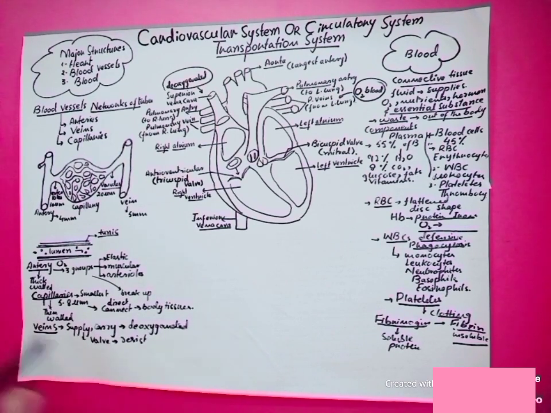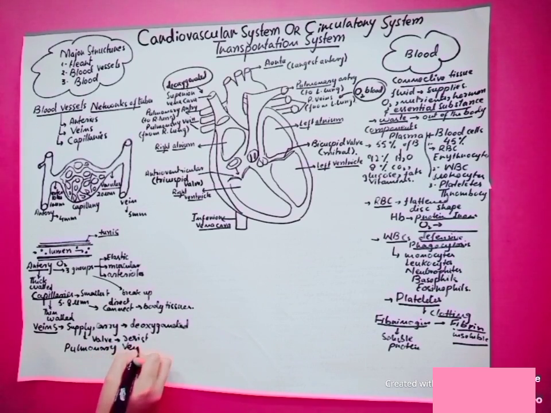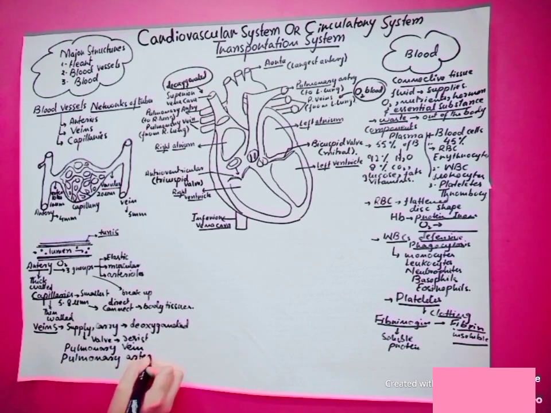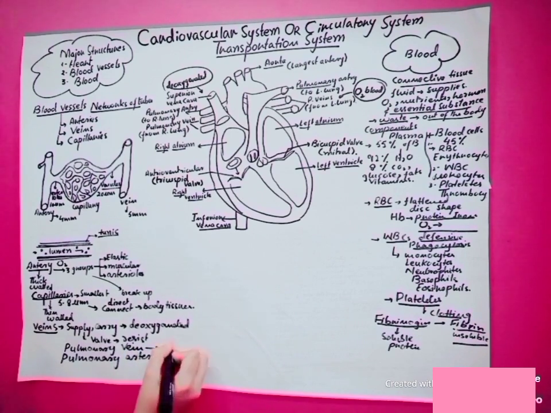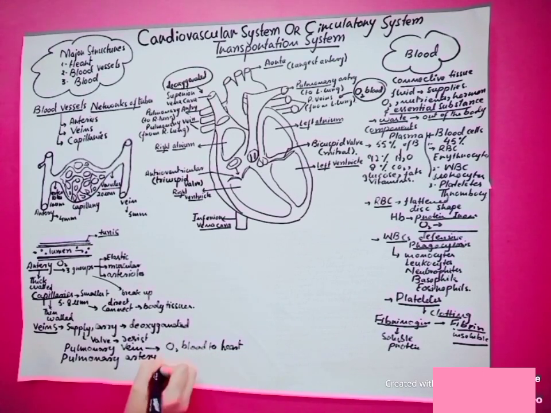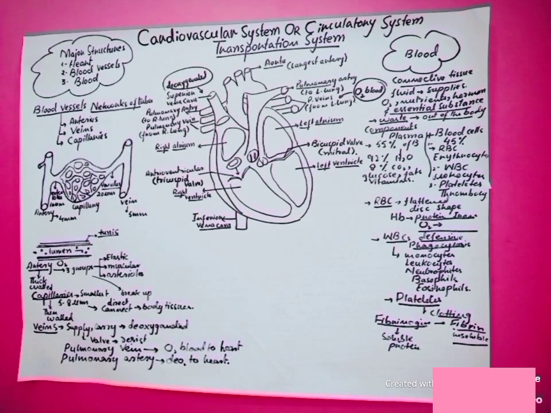The pulmonary artery, here I mentioned, pulmonary vein carries oxygenated blood to heart, while pulmonary artery carries deoxygenated blood from heart. This is all about the cardiovascular system.